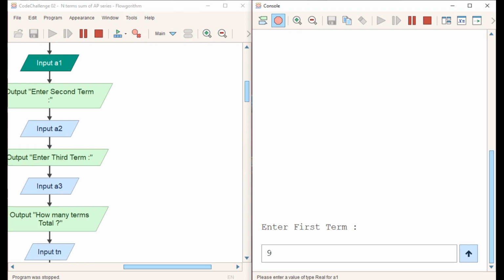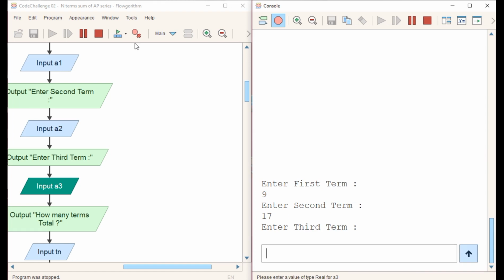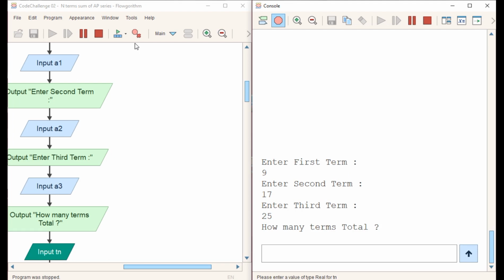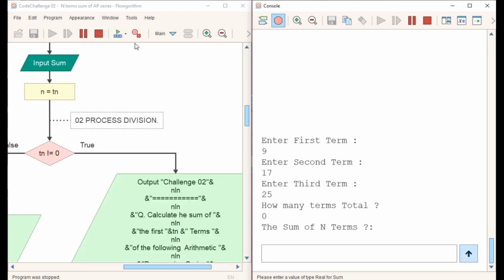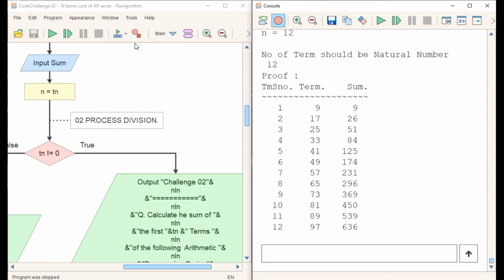In the second problem, 9, 17 and 25, the three terms of an arithmetic progression, are given. The sum of the first n terms is given as 636. Enter three terms in their order. Enter 0 against how many terms total, as this value is not known and is to be calculated. Enter 636 against the sum of n terms. The program calculates the number of terms to be summed up to get 636, using the sum formula.